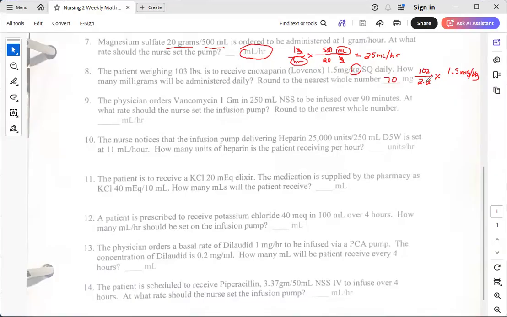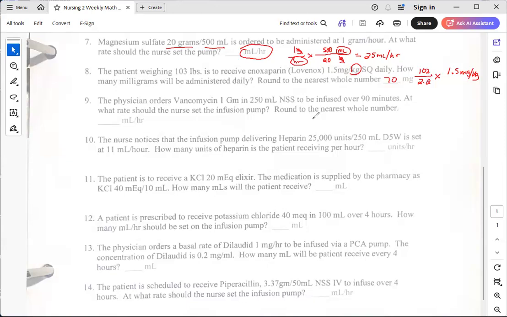Now, if you took 103 divided by 2.2 and rounded that to 47, and you multiplied by 1.5, you would actually get 70.5. And then if you were to round to the nearest whole number, you'd be rounding to 71, which would make your answer incorrect.